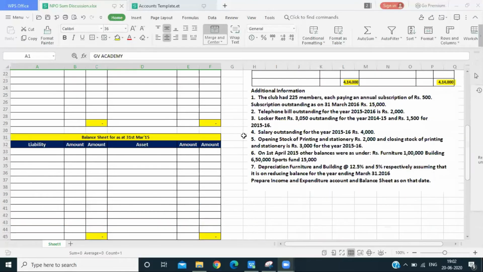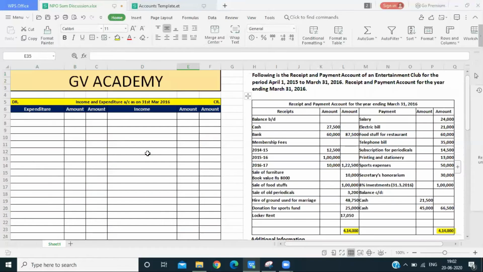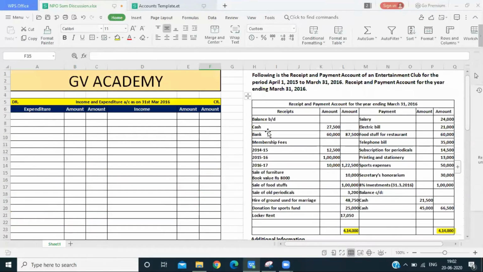So we have a cash balance and bank balance. We have a bank balance of rupees 60,000 and cash balance of rupees 27,500. So in total, we have a balance of 87,500 in the opening. And the next point is the membership fees. The membership fees for 2014-15 is 12,500, 15-16 is 1 lakh, and 16-17 is rupees 10,000.